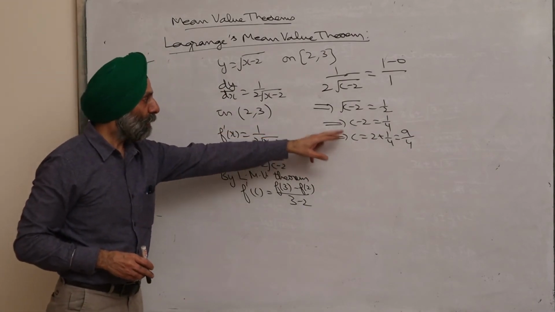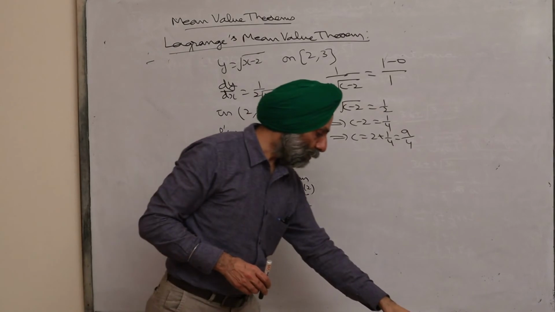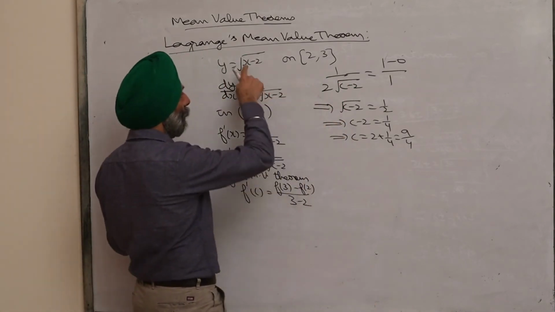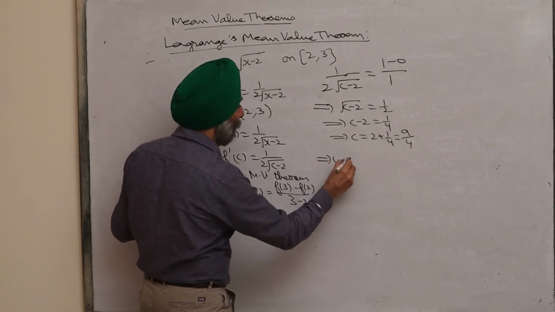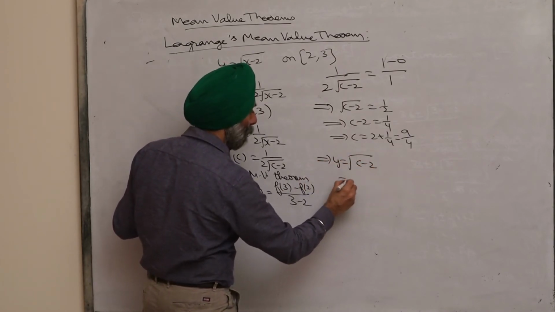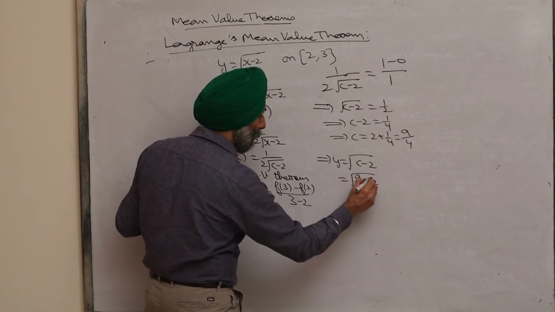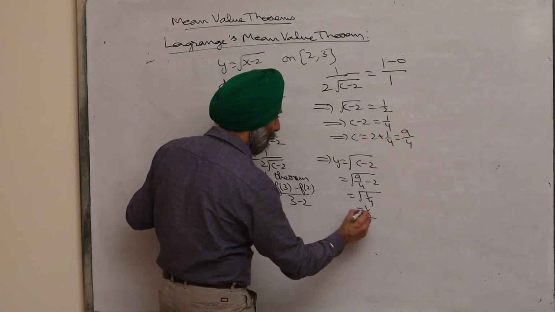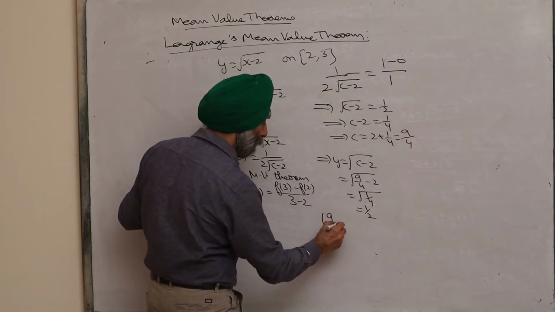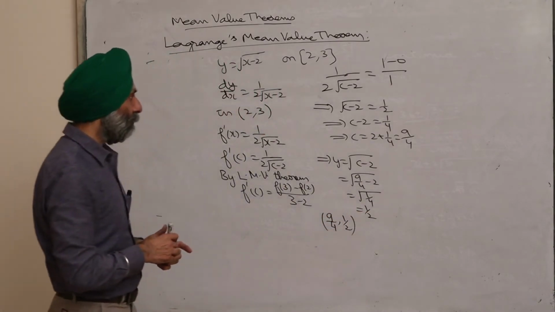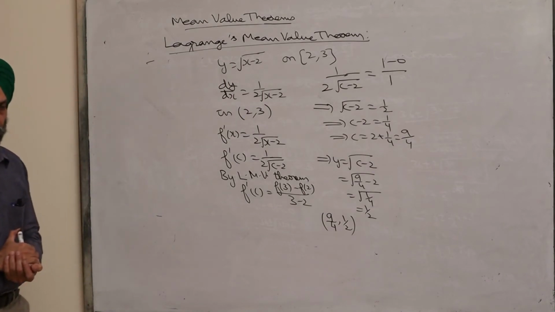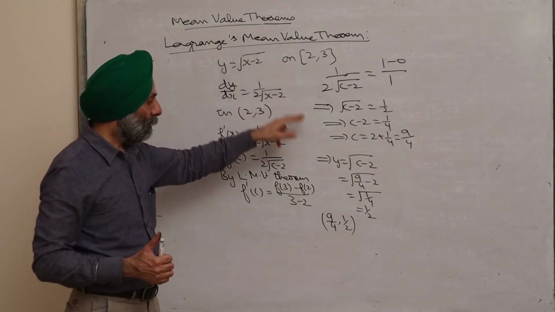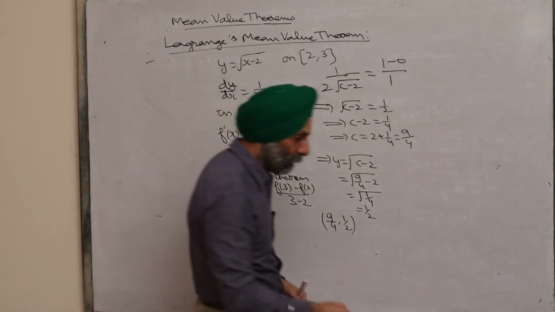So c means, the question was using Lagrange's mean value theorem, find a point on the curve. Now c is a point on the curve. This implies y = √(c − 2), it is √(9/4 − 2), it is √(1/4), which is 1/2. So the point on the curve is (9/4, 1/2), where the tangent is parallel to the chord joining the endpoints of this curve here. So this is the point here.